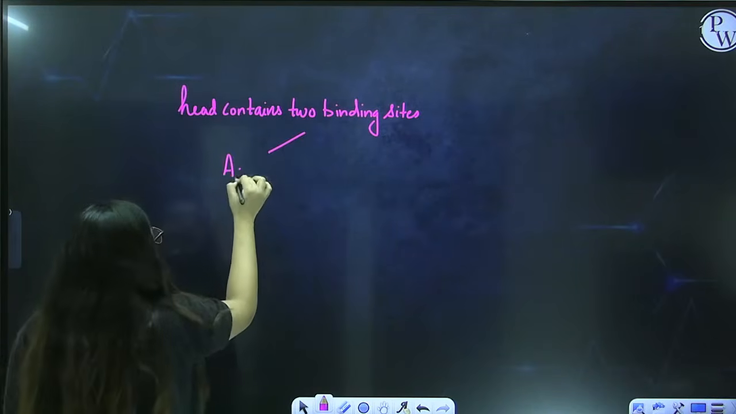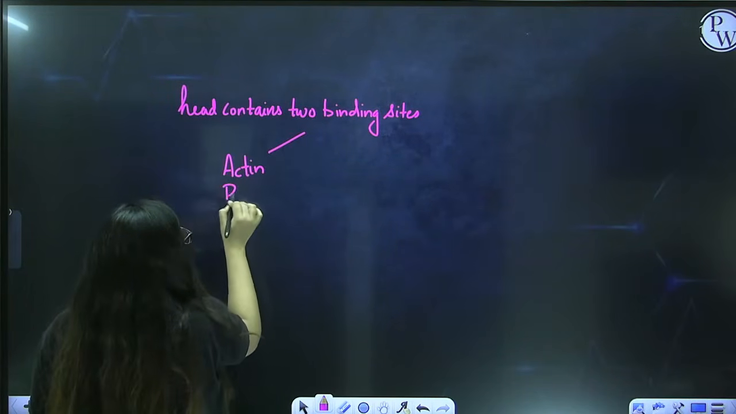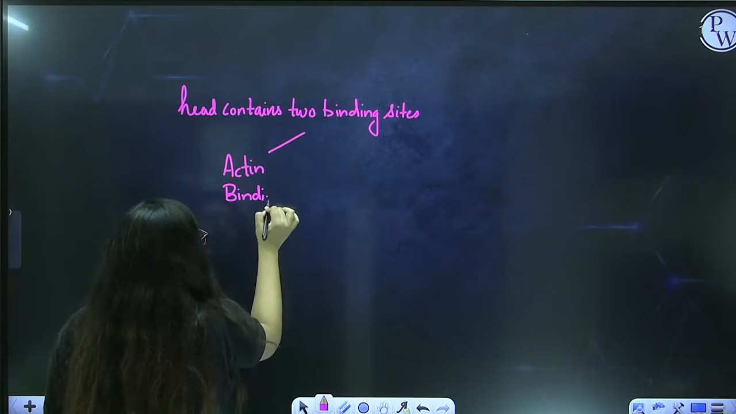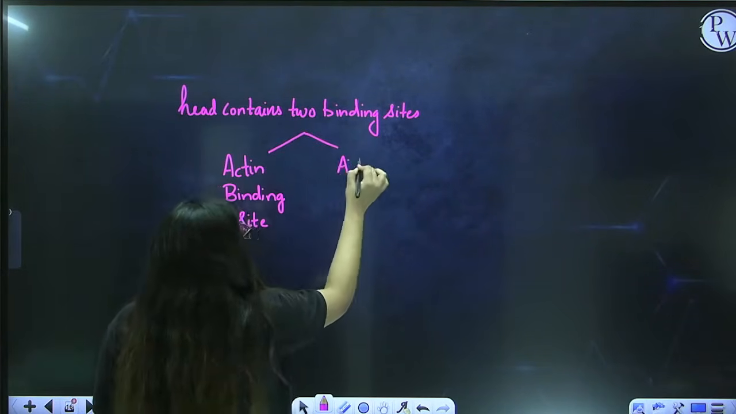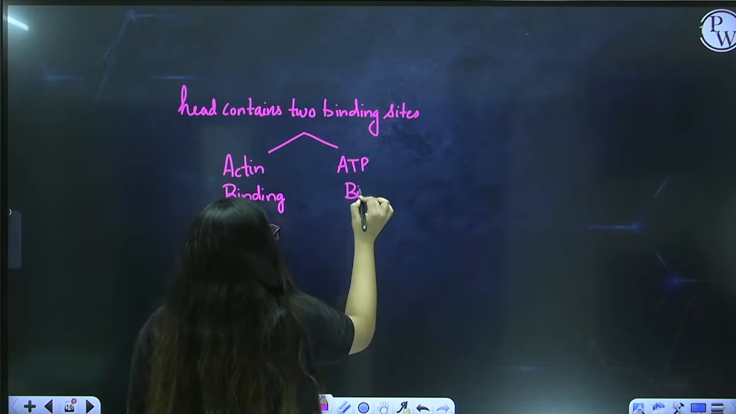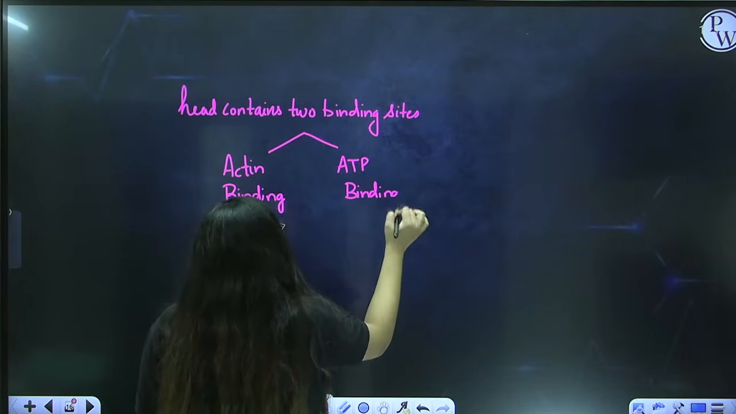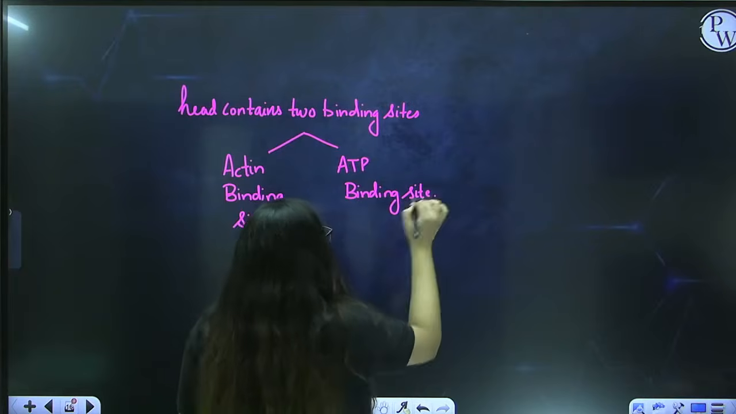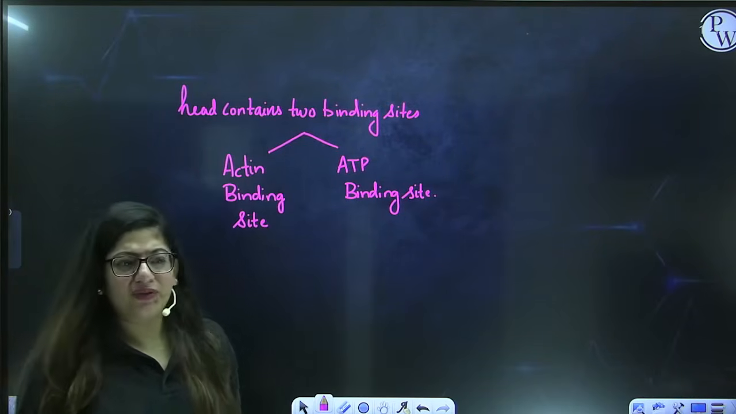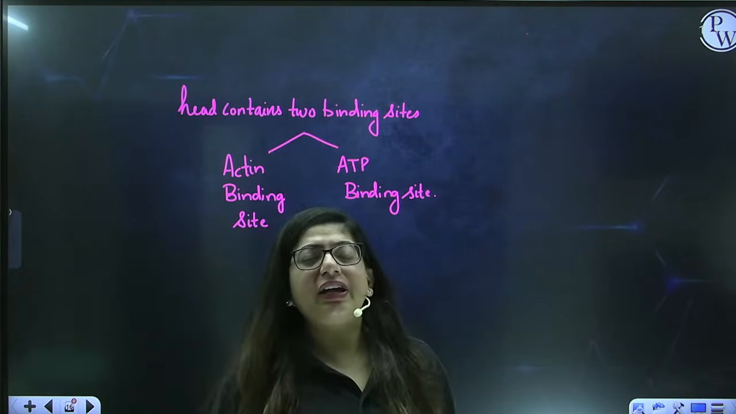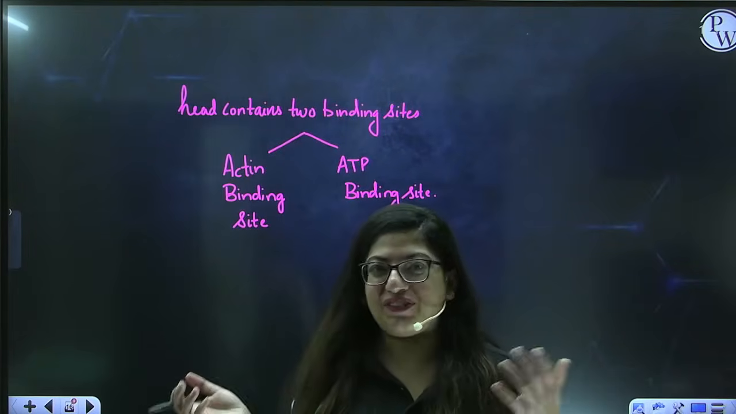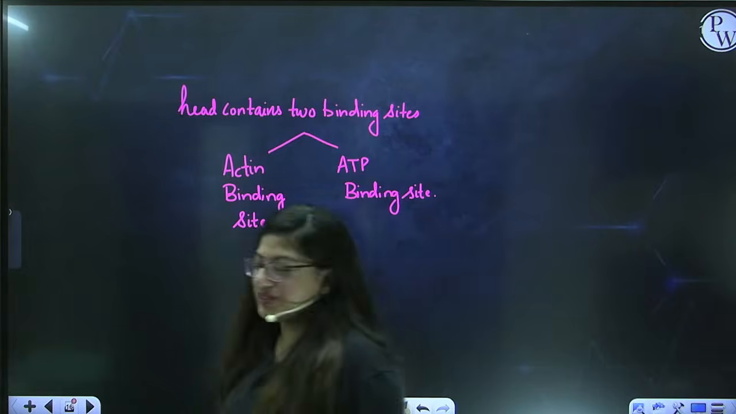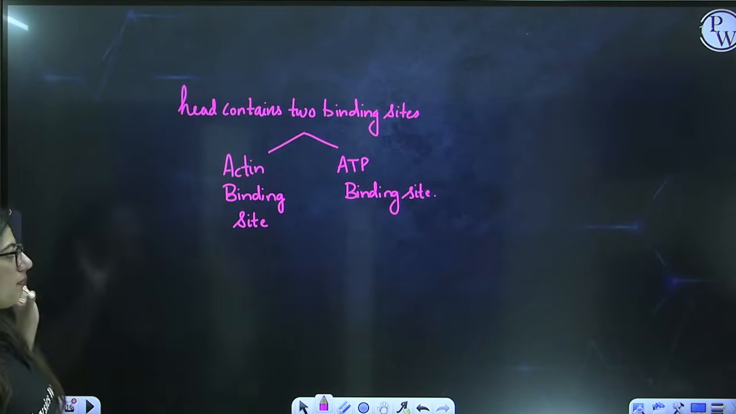One is the actin binding site, where the actin will bind, and another is the ATP binding site, where the ATP will bind. What is ATP? Energy currency. Why do we need ATP here? We need ATP because we want muscle contraction. We want to move things, and for that definitely energy will be used. Okay guys, so that's about the primary filament.